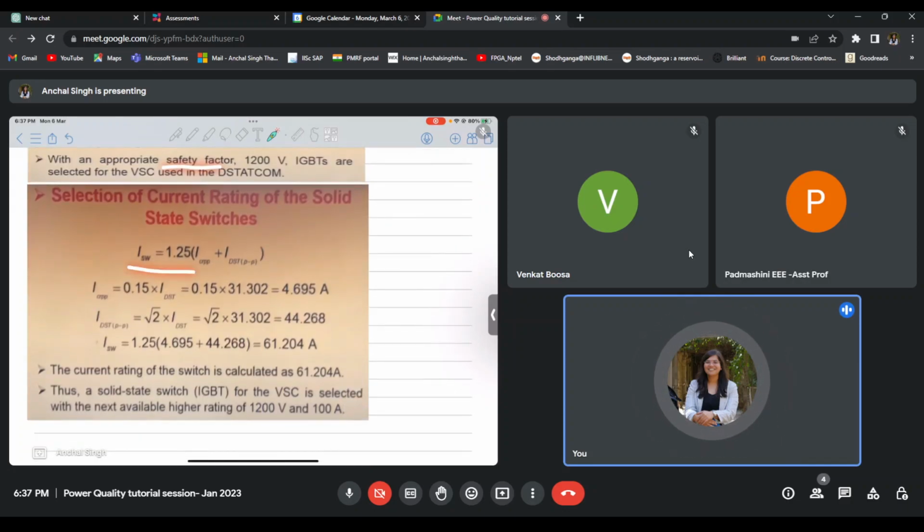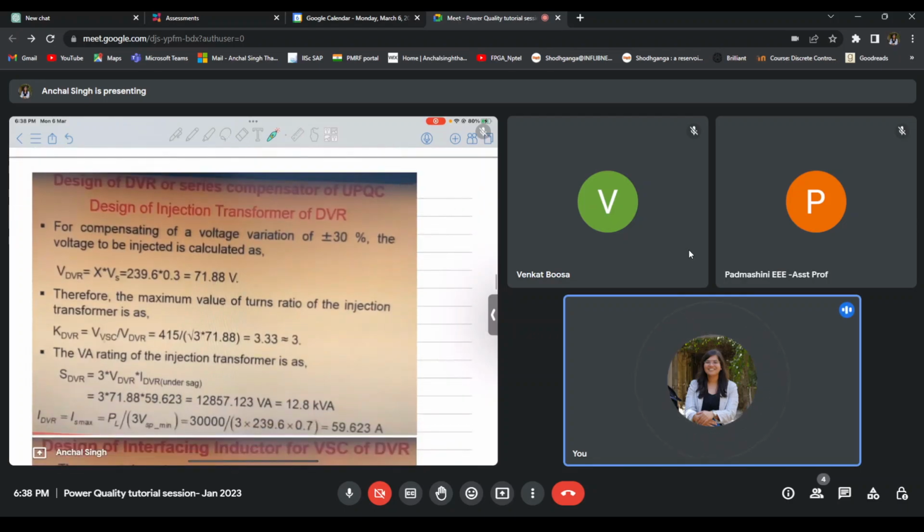Similarly, we have seen a similar equation for current, where I will have the peak to peak value of current and the ripple current, and 1.25 is the safety factor. So using these values, we could calculate the value of the current, and we could pick an IGBT or any other switch that has a current rating more than what we just calculated here.